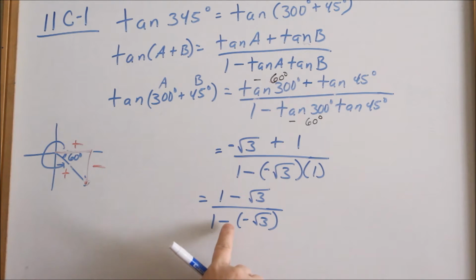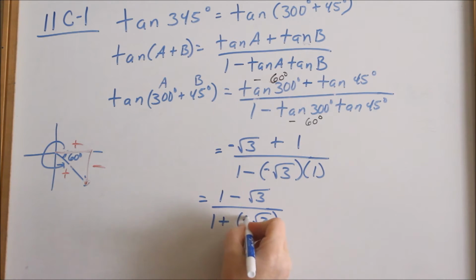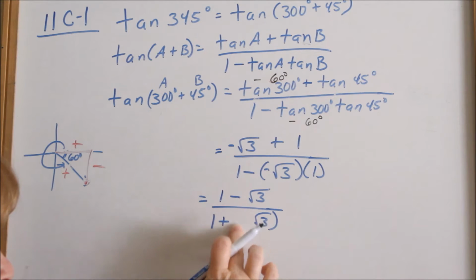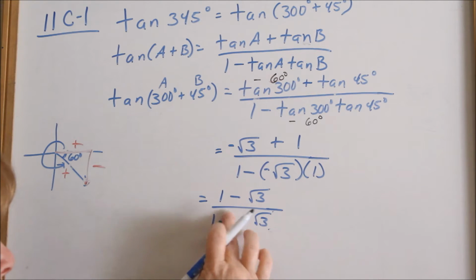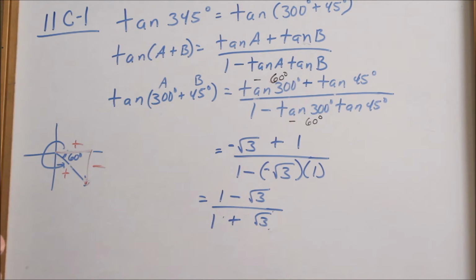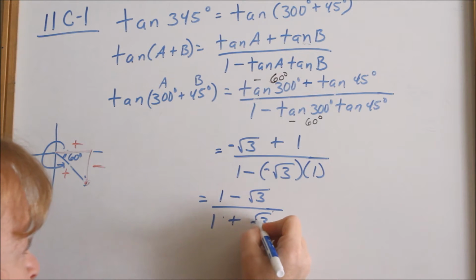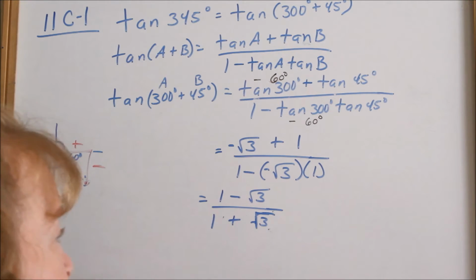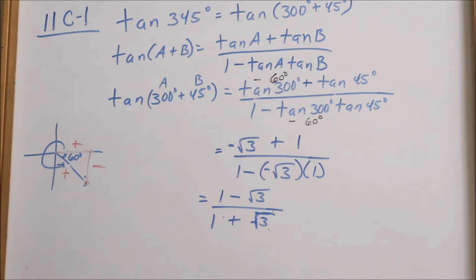1 minus a negative, they both become positive. Keep up with your signs. So basically this just becomes 1 plus square root of 3. That's not your final answer. Can you leave a radical in the denominator? No. How do you get rid of the radical in the denominator?